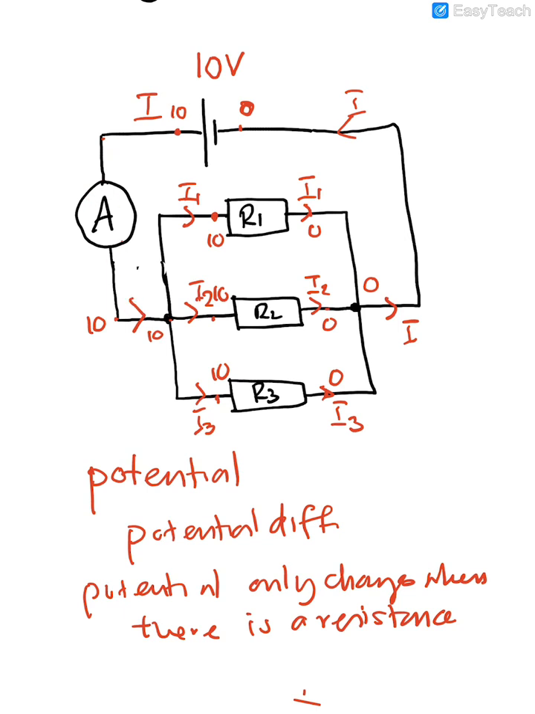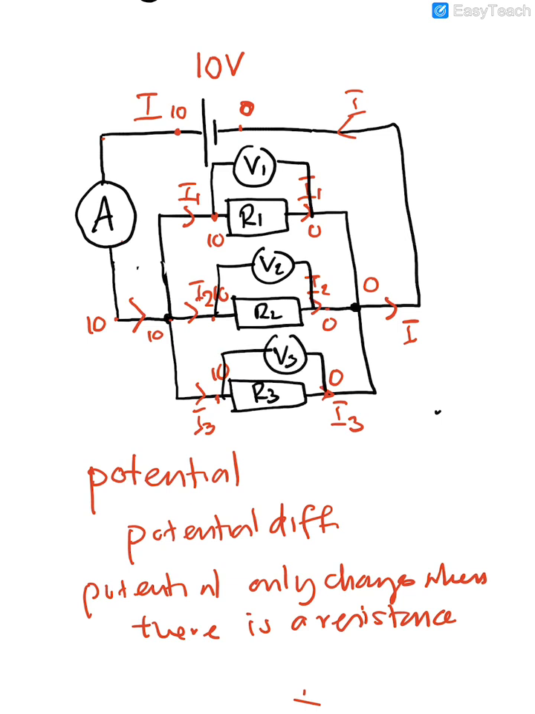So what does the voltmeter do? The voltmeter measures potential difference. So if I have V1, it measures potential difference. Over this side, potential here is 10, this side is 0, so voltmeter V1 measures a potential difference of 10 minus 0, which is 10. Likewise, here is also 10, here is also 10.